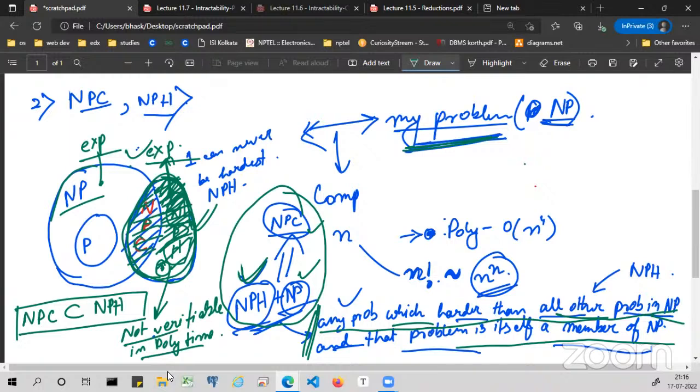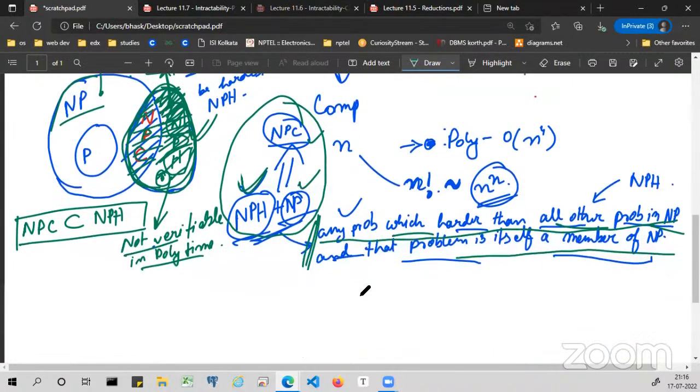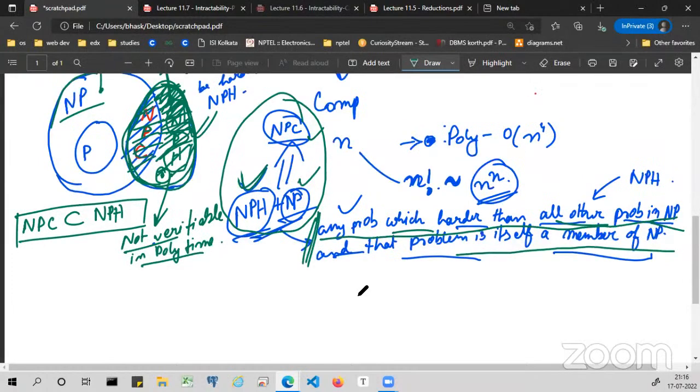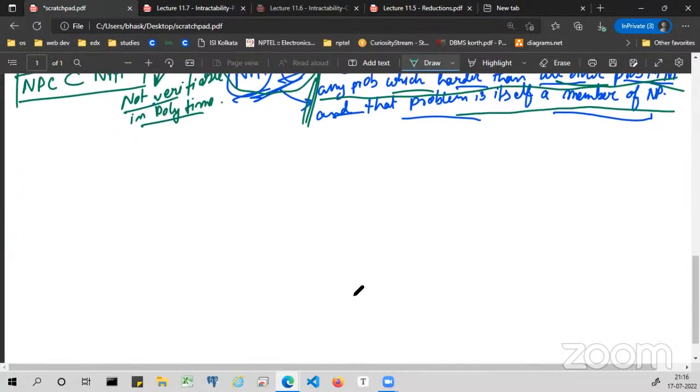When I say itself lying in NP, what do I mean? There can be some problems which are as hard as all other problems in NP, and along with that, those problems are also verifiable or checkable in polynomial time. Those problems we call NP-complete. So this statement, please rehear it once. I think it should be clear after. There's nothing very conceptual about it. This is the definition and discussing the definition and its corollaries. So this part is done.